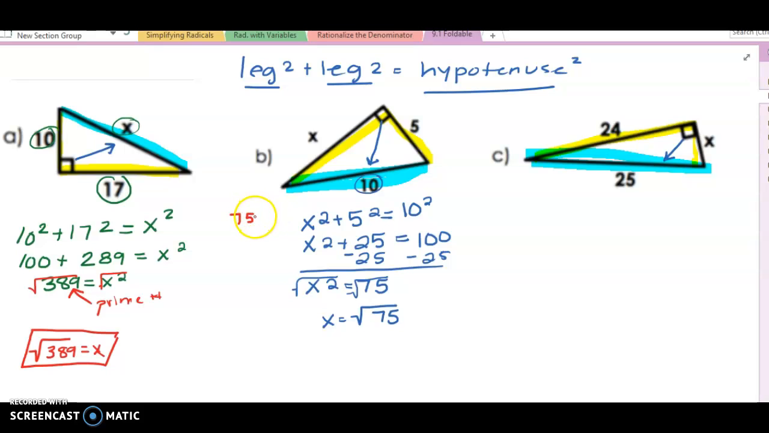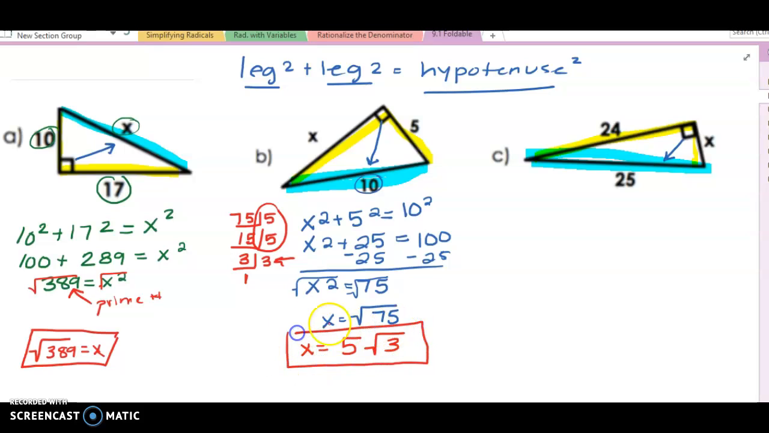Okay, so 5 goes into 75 15 times. 5 goes into 15 3 times. 3 goes into 3 1 time. I circle my pairs. Pairs go on the outside. My leftovers go in the fridge. So my x equals 5 square root of 3.